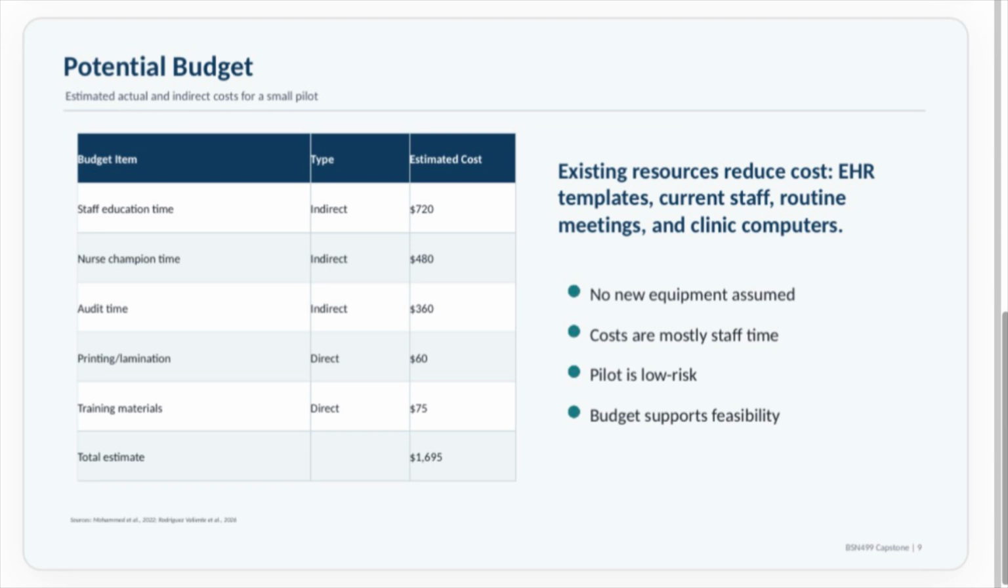This budget is realistic because the project does not require a new wound imaging platform, new staff positions, or major equipment. Existing electronic health record functions, meeting time, and clinic computers will be used whenever possible. Muhammad et al. show that technology can reduce wound assessment time, but the capstone can begin with a standardized checklist and existing resources. Rodriguez, Valiente et al. support investing staff time in education and organizational support because training gaps and institutional barriers can affect wound care quality.